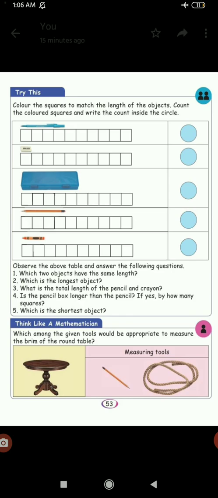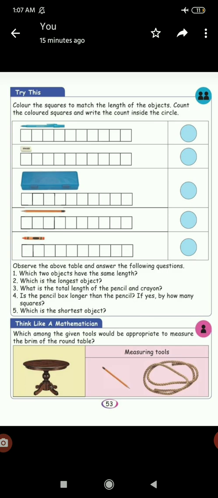Think like a mathematician. Which among the given tools would be appropriate to measure the brim of the round table? Children, which tool do you think will be appropriate to measure the brim of the round table? Can you measure it with the help of the rope or the pencil? Yes, we can measure the length of the round table with the help of the rope. Okay.